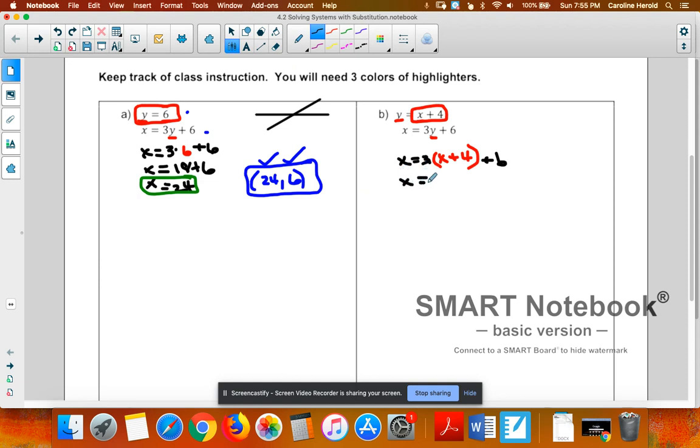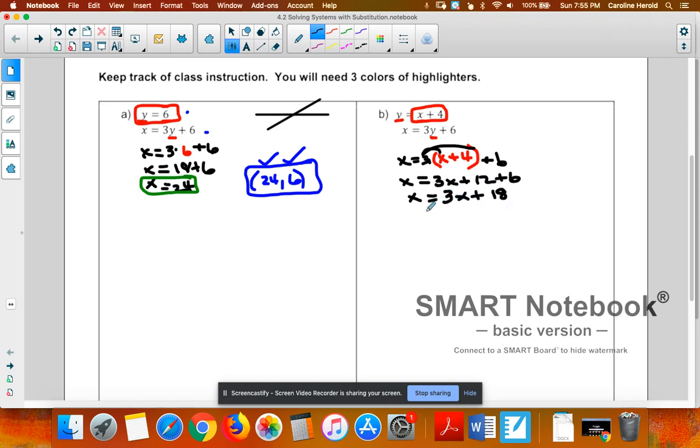Okay, so now I'm going to do some math. This is the easy stuff right now. I'm going to distribute: 3x plus 12 plus 6 on the end here. I'm going to put together my like terms. I get 3x plus 18.